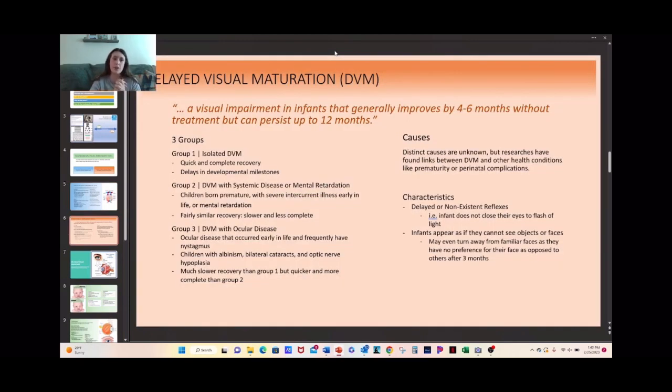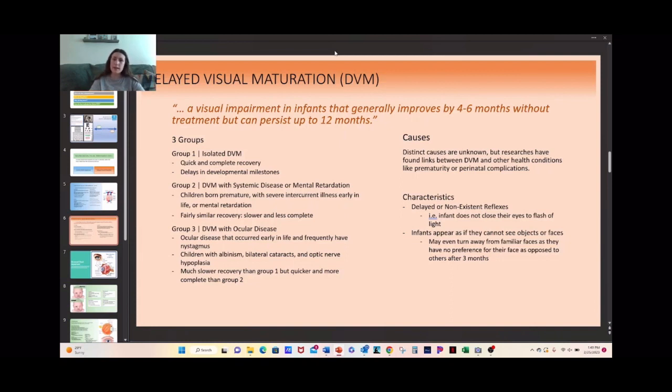Next is delayed visual maturation, which is a visual impairment in infants that generally improves by 4 to 6 months without any sort of treatment, but it can persist up to 12 months. Distinct causes are unknown, but researchers have found links between DVM and prematurity and perinatal complications.